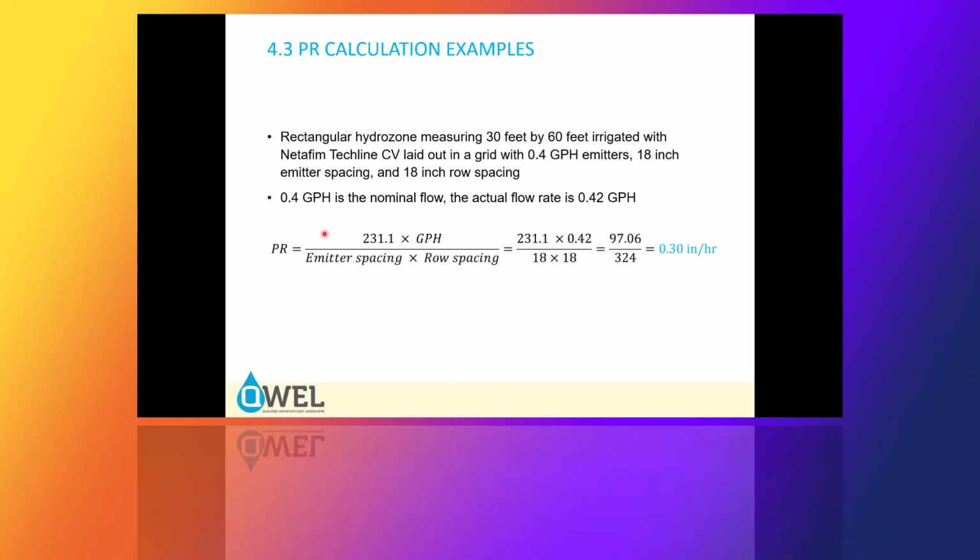So here's our formula. It's 231.1 times 0.42, which is our flow rate, over our emitter spacing and our row spacing. Our emitter spacing is 18 inches and our row spacing is 18 inches. So we get 231.1 times 0.42 is 97.06. Divide that by 18 times 18, which is 324, and you get 0.3 inches per hour.